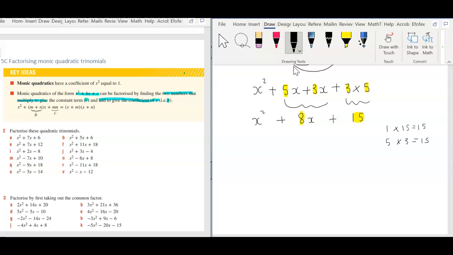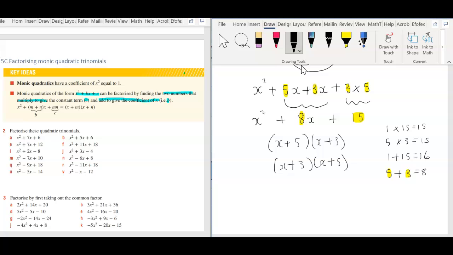Then I say, which ones add to give me 8? 1 plus 15 is 16, and 5 plus 3 equals 8. So the two numbers that I'm using to factorise are 5 and 3. I write x plus 5, x plus 3. And obviously you can have that around the other way as well, because you're multiplying, and multiplying order doesn't matter.